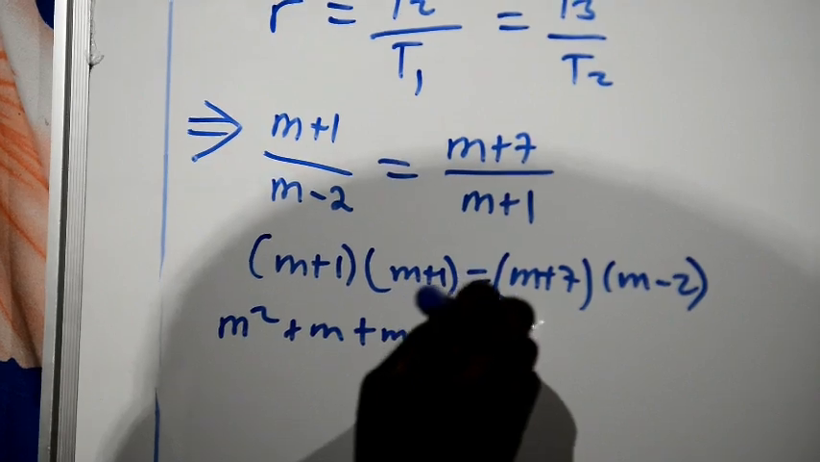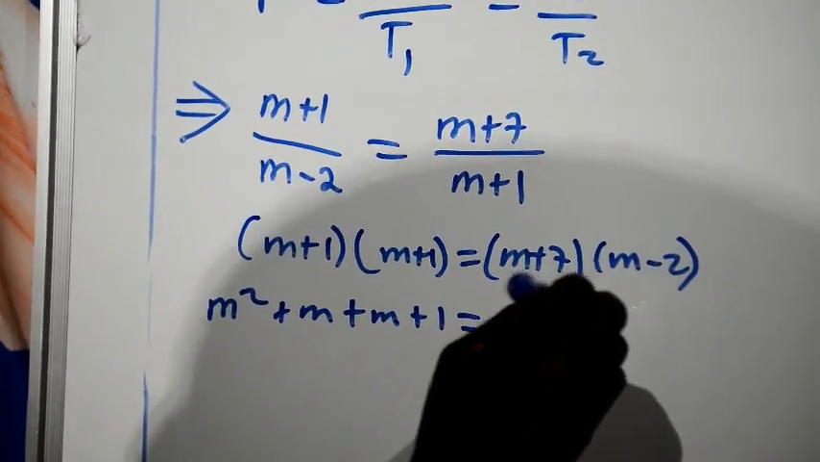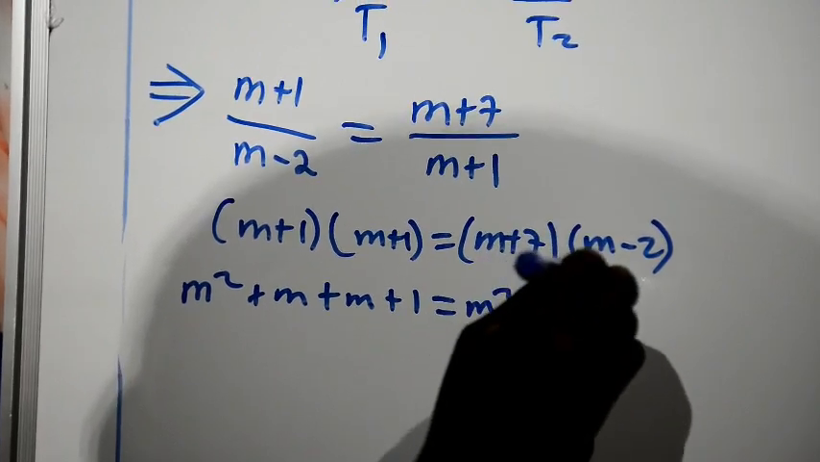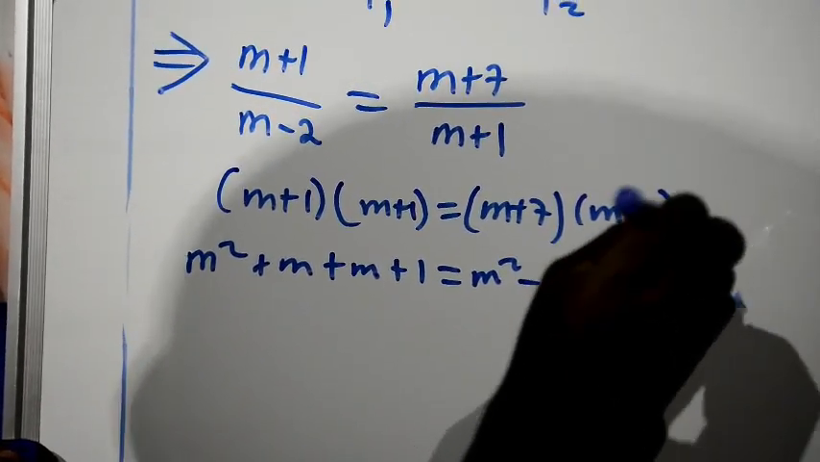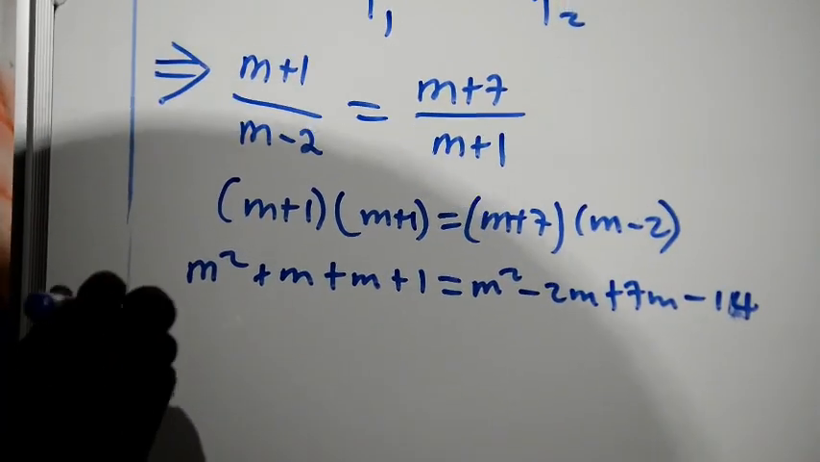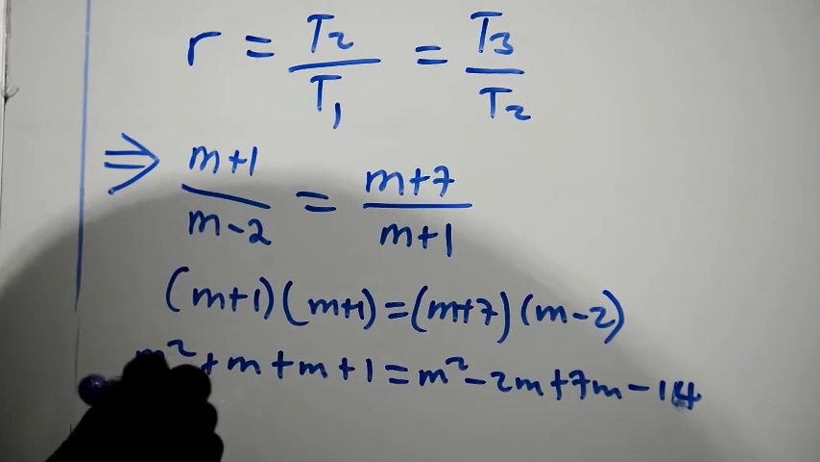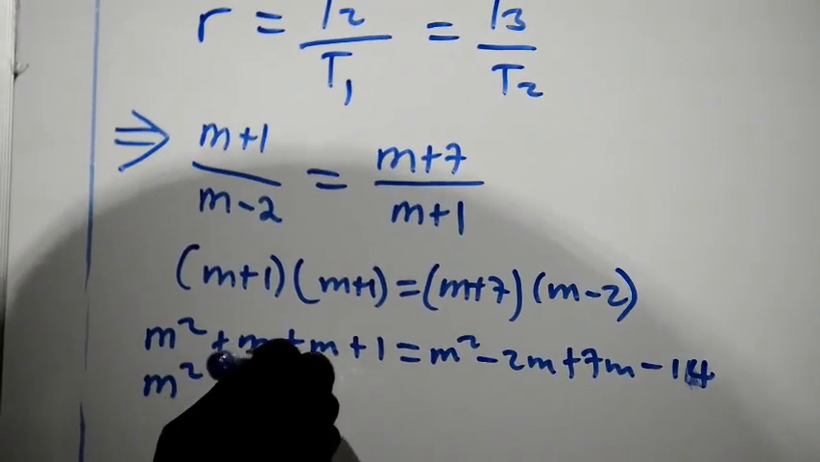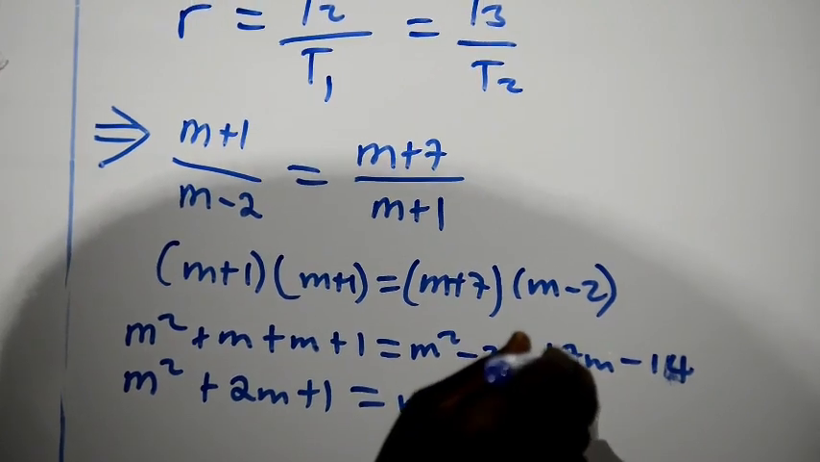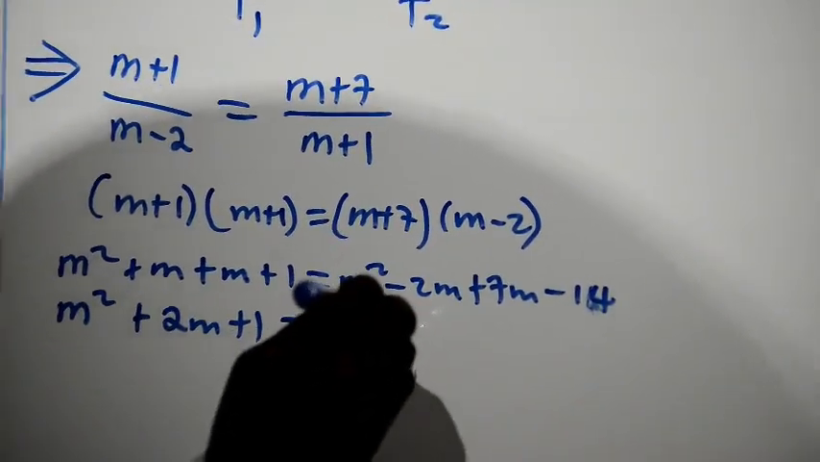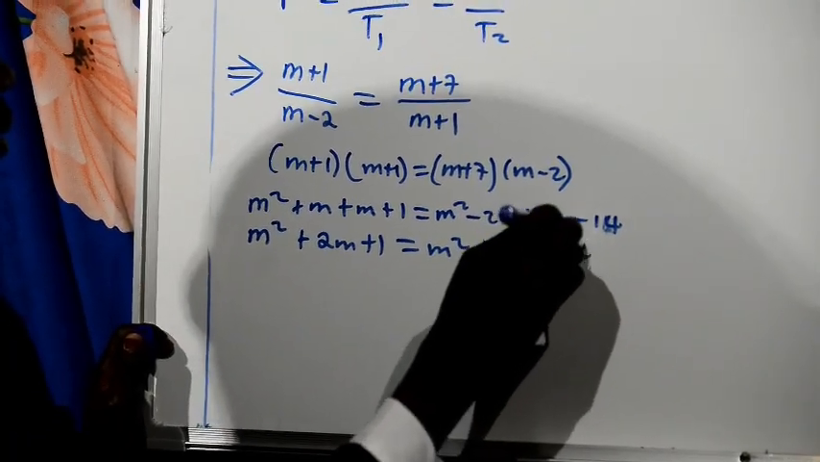We also expand this side. m times m, that is m squared. Then m times negative 2, that will be negative 2m. Then 7 times m, that is 7m. 7 times negative 2, that is negative 14. Then from there, we simplify this side. These are like terms. m plus m, that will be 2m plus 1 is equal to m squared. Negative 2m plus 7m is the same as 7m minus 2m, which will be 5m, then minus 14.